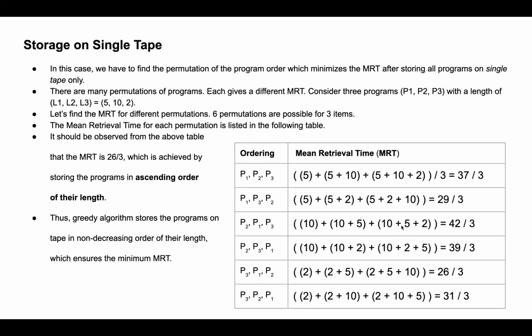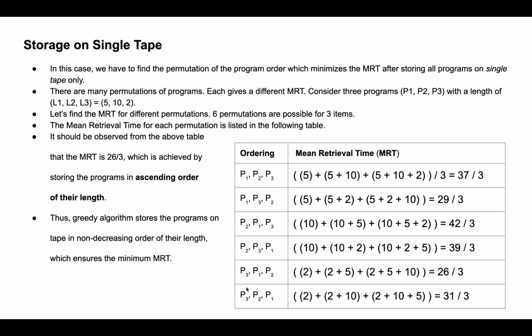How will it go for 10 plus 15 plus 17? It becomes 42 divided by 3. The next is P2, P3, P1. P2 is 10. Then the retrieval time for P3 is 10 plus 2, that is 12. And for P1 it is 10 plus 2 plus 5, that is 17. Wholly it becomes 39 by 3.